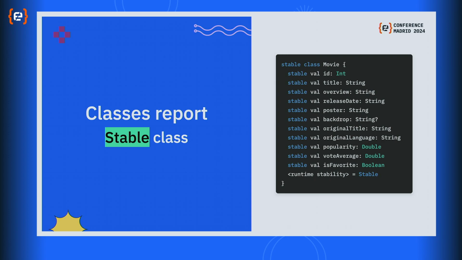So in this case, you can see a class where all the parameters are stable because they are all primitive types or strings. And because of that, the class itself is stable. If any of these arguments was var or was unstable, the whole class would be considered as unstable.